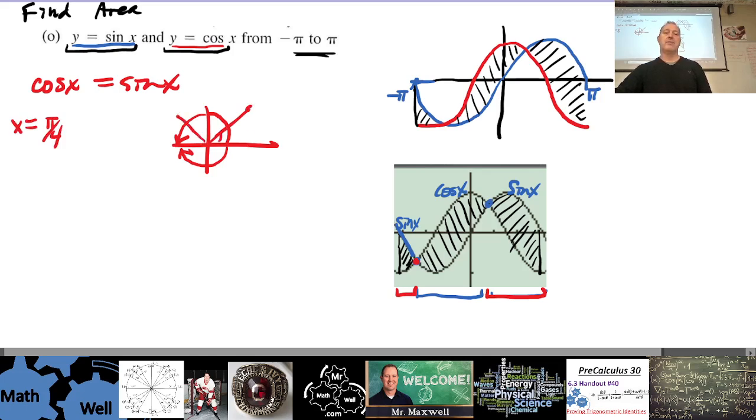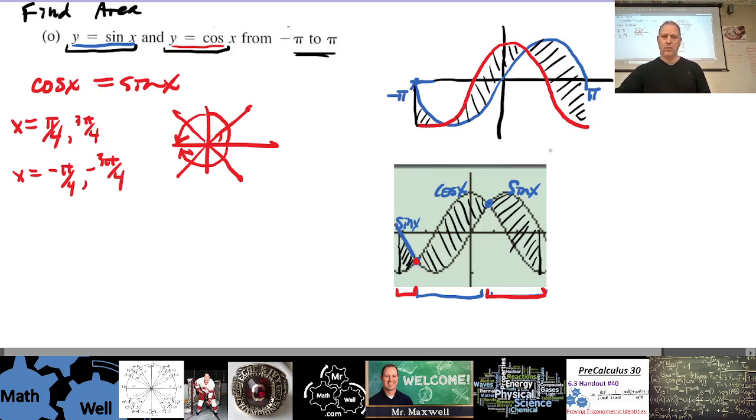And then we have this angle, and this angle. So pi over 4, and then what's this one? 2 pi over 4, 3 pi over 4? Okay. And then going to negative pi, we also have x equals negative pi over 4 and negative 3 pi over 4. Is that right?